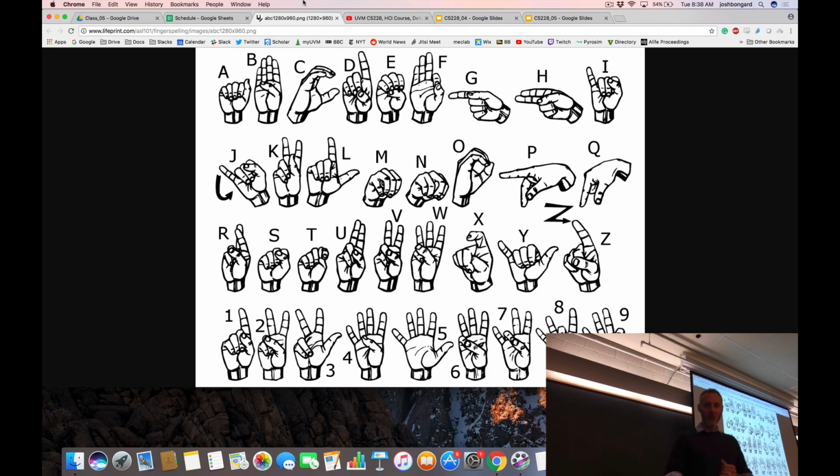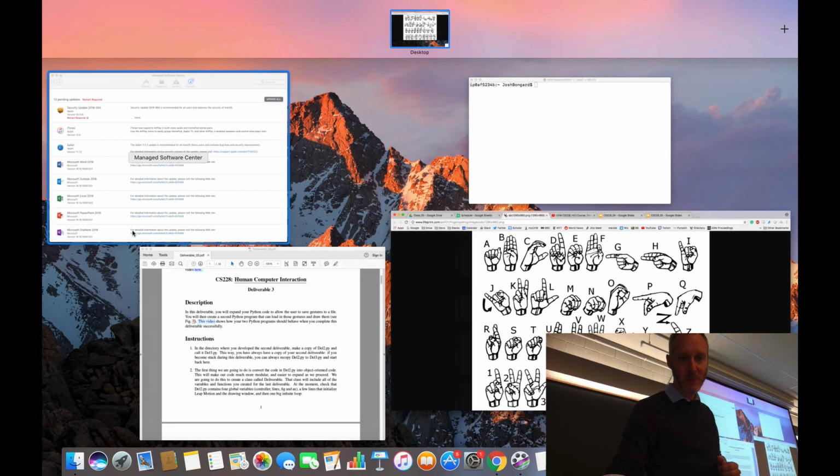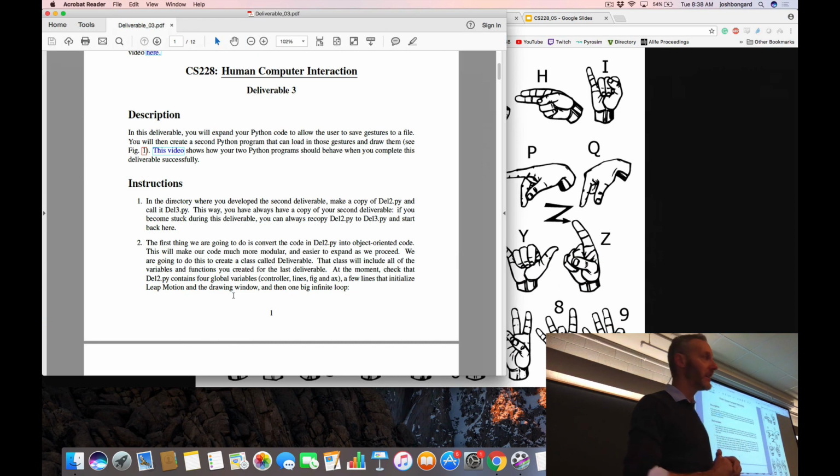The reason I wanted to talk about that today is because in deliverable 3, what you're going to start to do now is record some data from the Leap Motion device and write it out to a file. Then next week, you're going to start to use that written-out data to build your machine learning algorithm that will learn to translate coordinates into actual gestures. Okay, so how does that work?